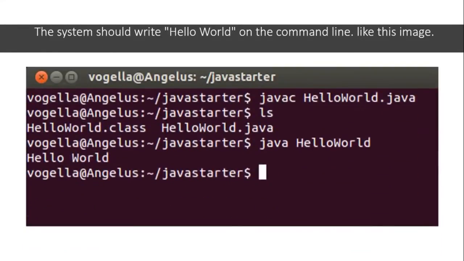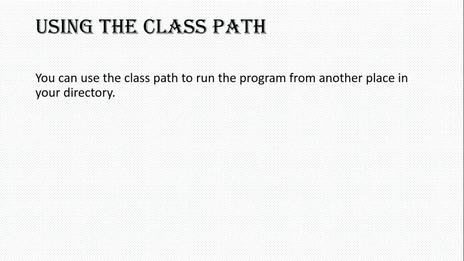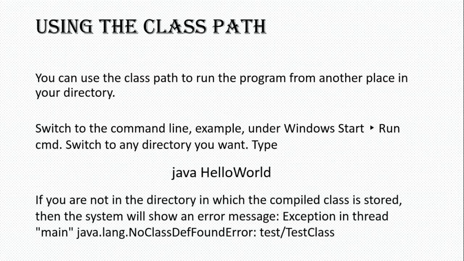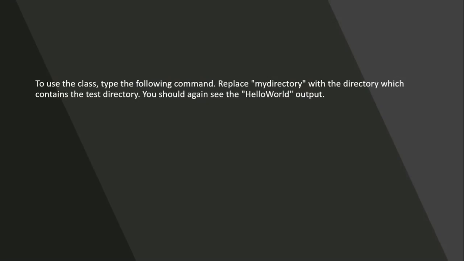Like this image. Using the classpath, you can run the program from another place in your directory structure. Switch to the command line, for example under Windows via Start, Run, cmd. Switch to any directory you want. Type java HelloWorld. If you are not in the directory in which the compiled class is stored, then the system will show an error message: Exception in thread main java.lang.NoClassDefFoundError: test/Test class.